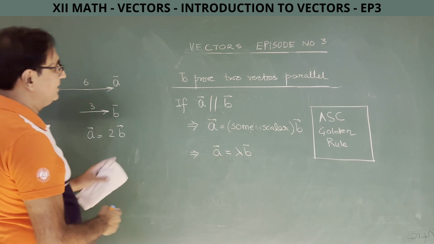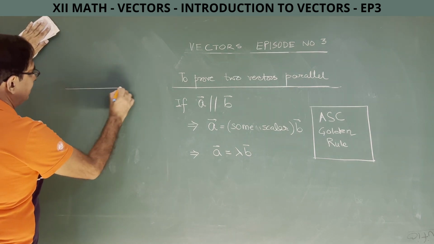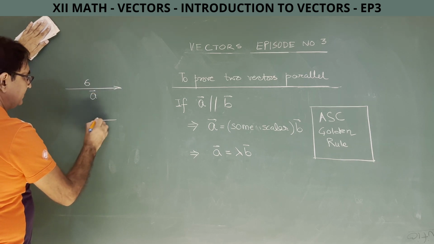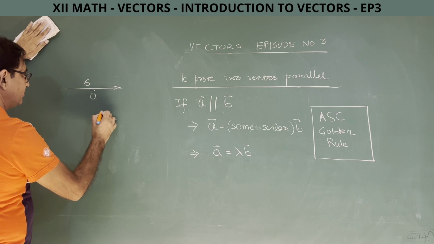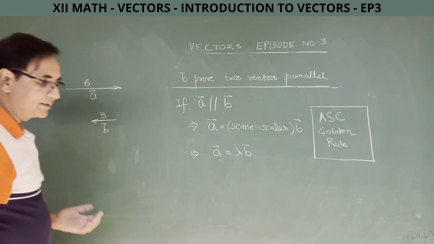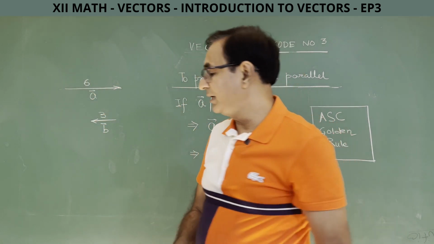Let me take another diagram. I will rub it off. See, this is a vector of magnitude 6. Let me call it A cap. This is another vector B of magnitude 3, but they are in the opposite direction. Are they equal? Obviously no. Their magnitudes are different, their directions are different, obviously they are not equal.